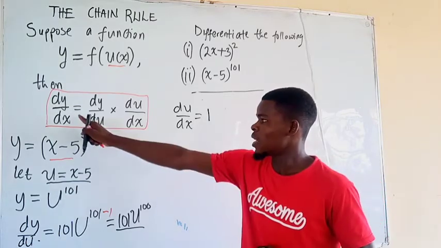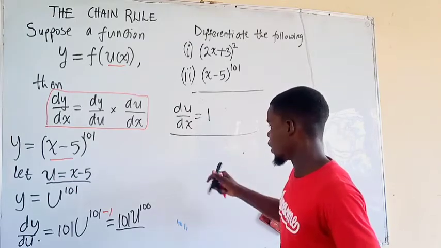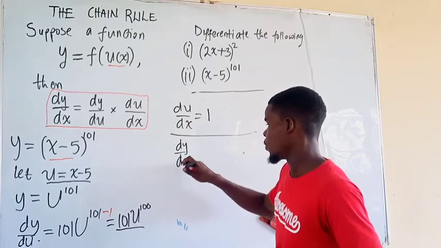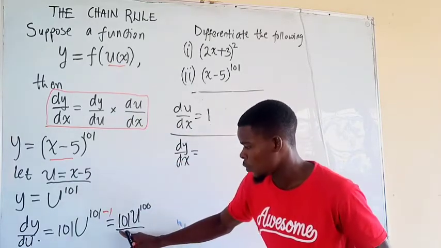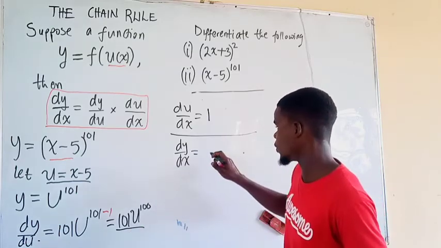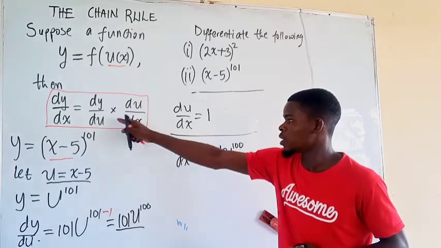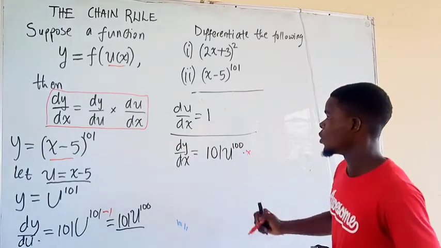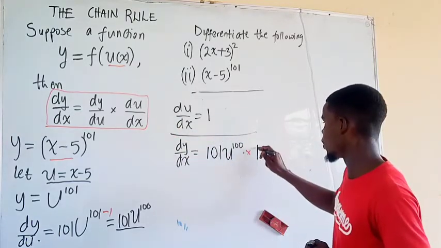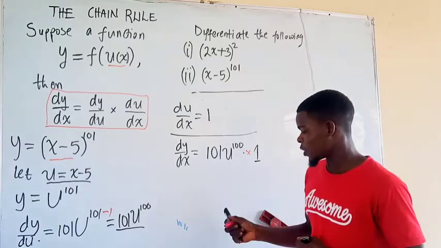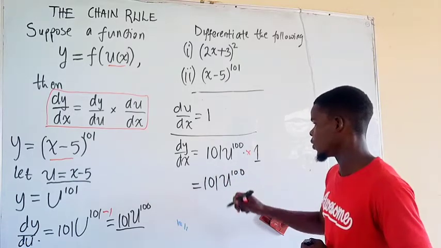Good. And then finally, we can now use this chain rule equation, which tells us that the dy dx will now become dy du. So dy du is given to be 101 u to the power 100. So just put that down. And then we now multiply it with du dx. Du dx is just 1, so now multiply that with 1. When we multiply this together, we end up with 101, then u raised to the power 100.